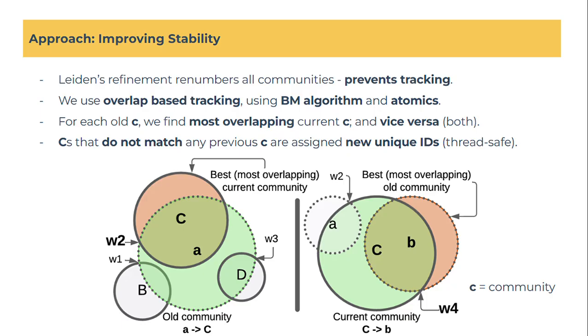This figure shows the process. A is an old community, C is a new community. A has the highest overlap with C. However, C seems to have the highest overlap with old community B. Therefore, C is not specifically mapped to A. C is assigned a new unique ID. If, however, C would have had the highest overlap with A, C would have been mapped to A.